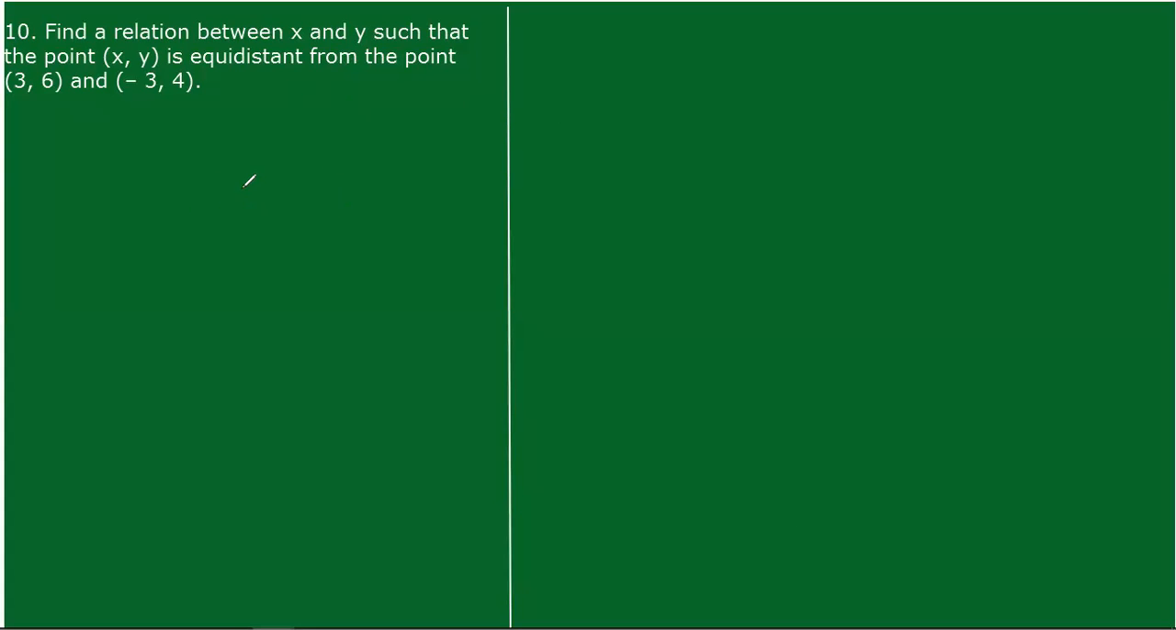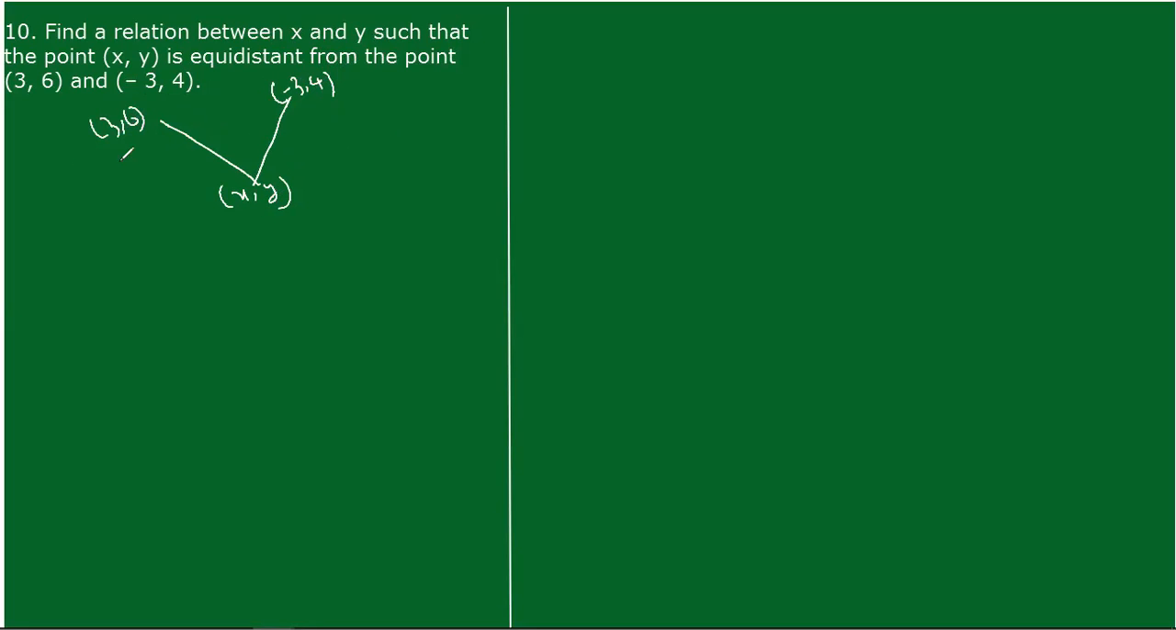There is a point (x, y), and we have two other points. These 2 points have the same distance from (x, y). I can draw it like this. Let's assume this is (-3, 4), and this is (3, 6). So these are the 2 points having the same distance from this point (x, y).